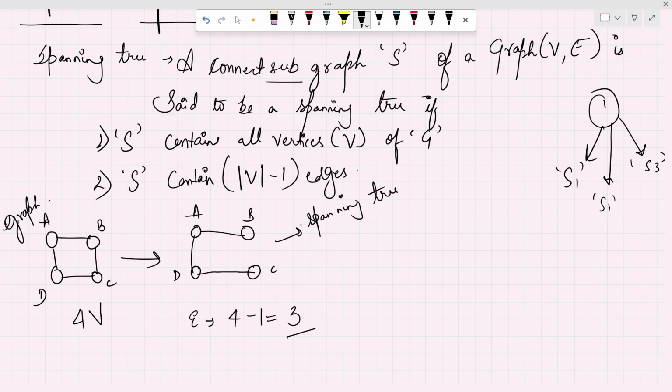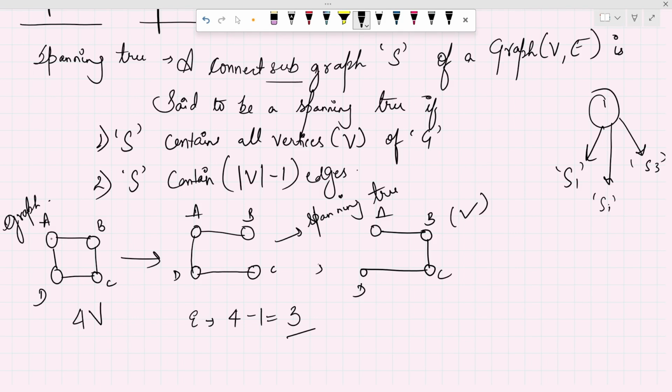Okay, now we have one graph, and we can derive so many spanning trees. We can derive so many trees. So this is one tree, we can also write it like this as well. Here you can see A, B, C, D. Is this a spanning tree? Yes, this is also a spanning tree.